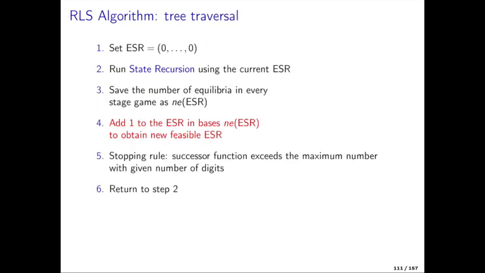So you start with the equilibrium selection string. You start at 0, very natural. Then you run the state recursion using the current equilibrium selection rule, formalized by this equilibrium string of digits, which is currently 0. Then you save the number of equilibria in every stage game as the number of equilibria for a given equilibrium selection rule. Then, like I said, you just add 1 in that number system to obtain a new feasible equilibrium selection rule.